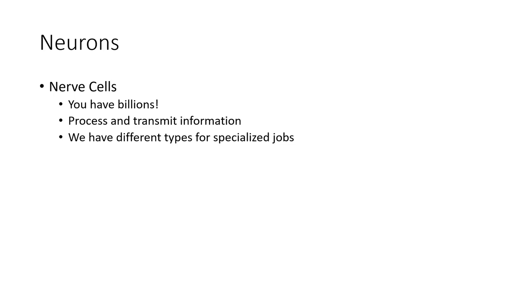Of course, as you might imagine, there's lots of different types of jobs that nerve cells would have to do. So what we have are specialized neurons. So we have different neurons for different jobs, and their structure is in turn different.